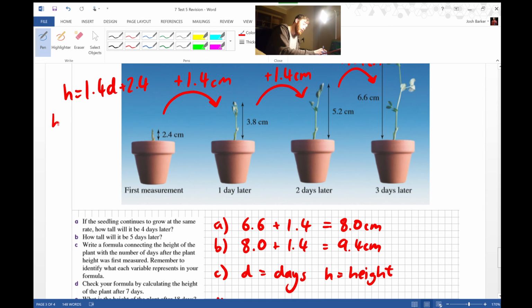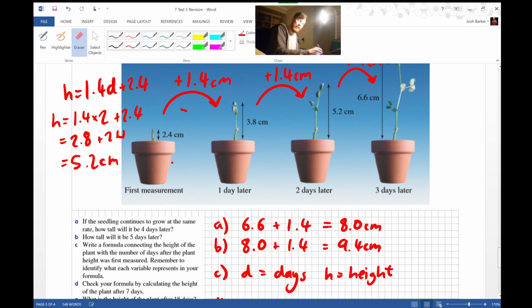So H is equal to 1.4 times the number of days, which is 2, plus 2.4. 1.4 times 2 is 2.8. 2.8 plus 2.4 is 5.2. Awesome. So we've got a pretty good idea that that definitely works.